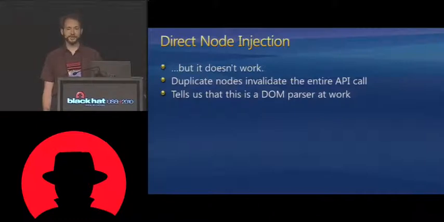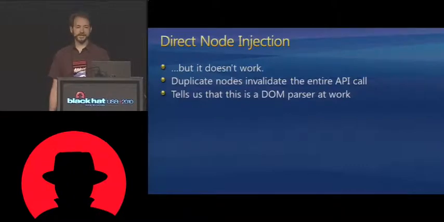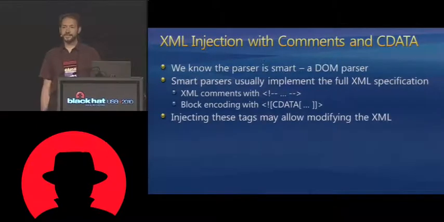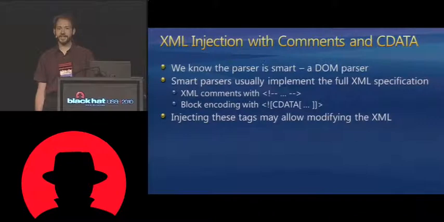If you have duplicate nodes or any kind of schema validation errors, it invalidates the whole API call. You don't even get an error message. You get 400 bad requests with no other data provided at all. So this tells us we've got a DOM parser here. The thing about DOM parsers is DOM parsers are smart, and that makes them difficult to write. And as a result, they are generally very standardized implementations. Everybody uses the same few DOM parsers.